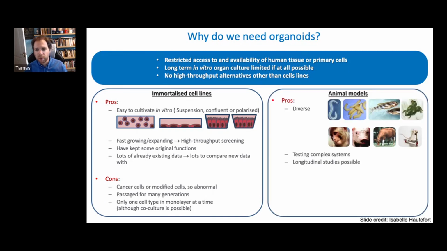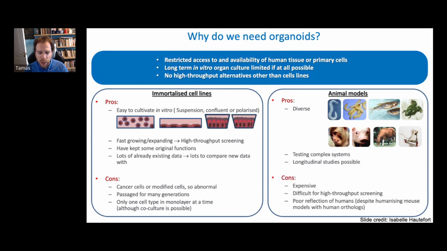The other scale is using animal models, which can also be great. They are very diverse and very nice for testing complex systems. In vivo studies from that point of view can be very useful, and longitudinal studies can be very nice. The issue is that they are expensive. Not all of them, but most of them, are not good for high-throughput screening. Maybe C. elegans could be great for that. In some cases, zebrafish works.